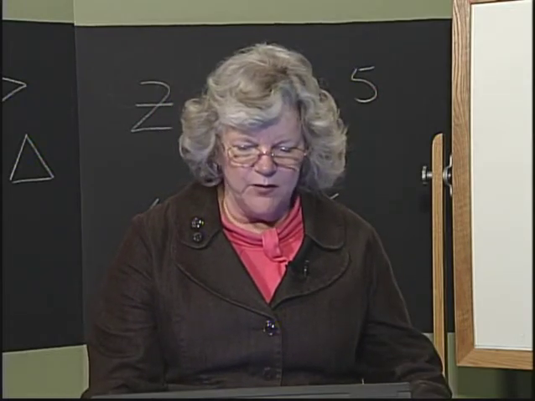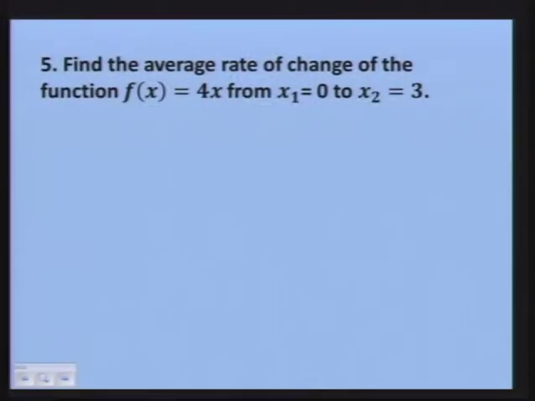So let's see how we might use this. Find the average rate of change of the function f of x equals 4x from x sub 1 equals 0 to x sub 2 equals 3. Now if we remember that the slope of a line is its average rate of change, we can just immediately say that the average rate of change equals 4. But after we've worked several problems with different equations, it might not be as apparent to us.